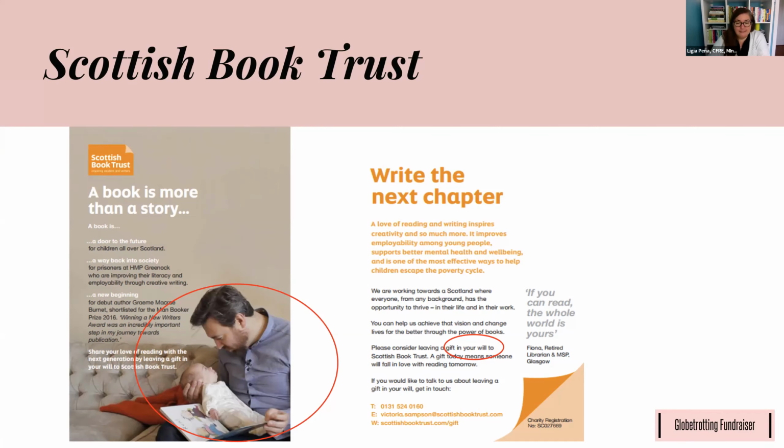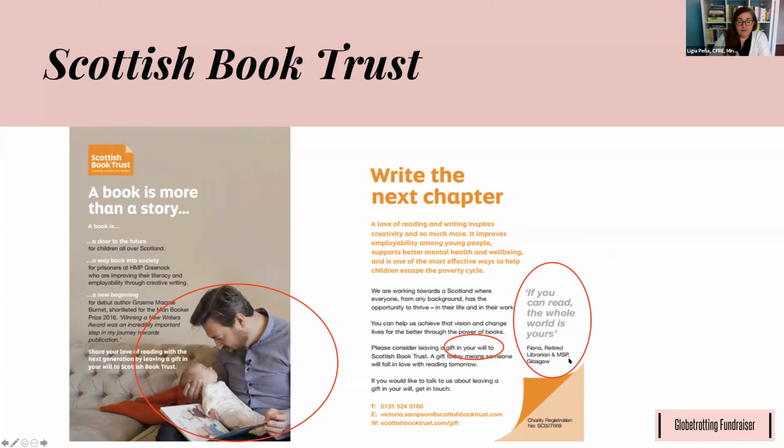And so this makes it simple and easy. The anchor here is to consider the gift in the will. It's not the first piece of information, but it is that simple nudge that helps the donor know that this is exactly what the next chapter is. The next chapter is about leaving that gift in the will. So that's what's really, really interesting about this example.